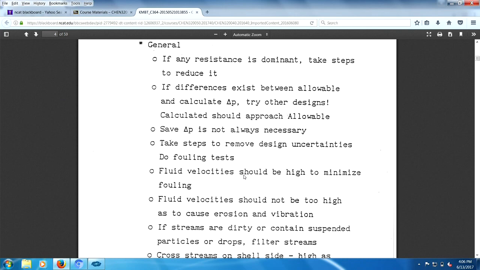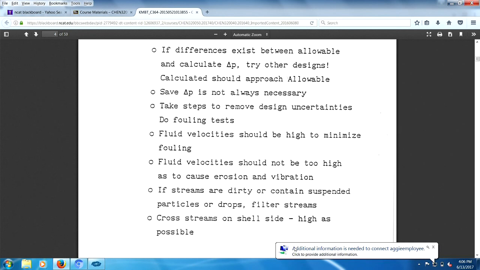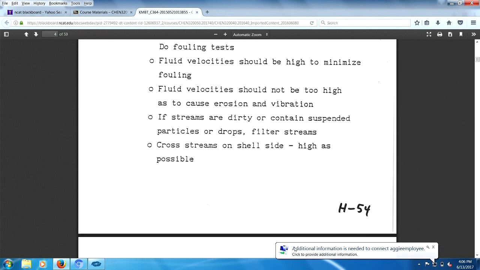So, sand being an example of something that was fouling. Fluid velocities should be high to minimize fouling. Of course, streams dirty, might filter the streams, got it? So we're looking for design options, right? You come up with a good design option, you might save yourself an awful lot of trouble. However, by saving yourself an awful lot of trouble, you may also actually be putting yourself out of the business. So you got to do a little balancing act here.